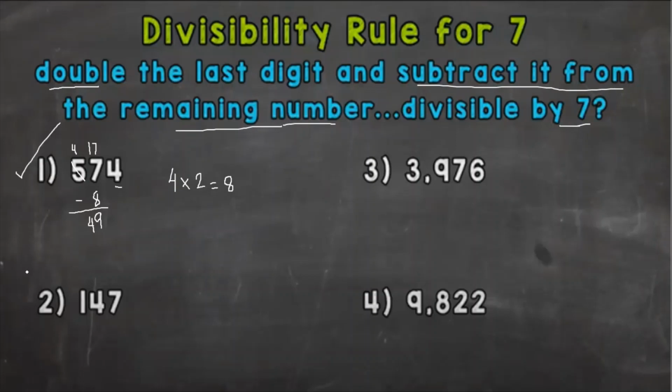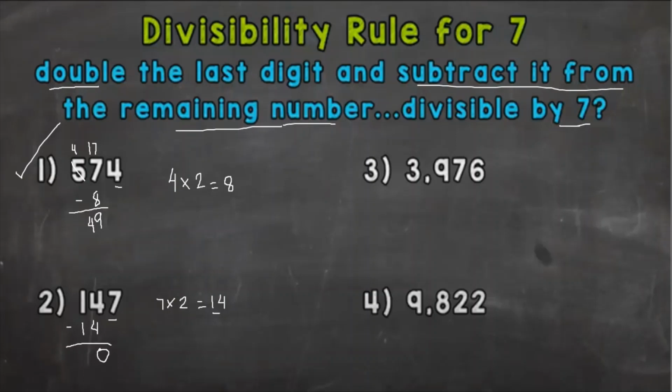Okay, now let's try to answer example number 2. For number 2, we have 147. Going back to our rule, we're going to double the last digit. What's the last digit for this one? It's 7. Double the last digit, 7, is just like saying 7 times 2. The answer is 14. And we're going to subtract 14 from the remaining number. What's the remaining number? That's 14. So 14 minus 14, the answer is 0.